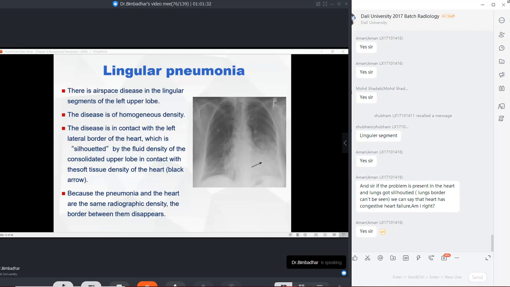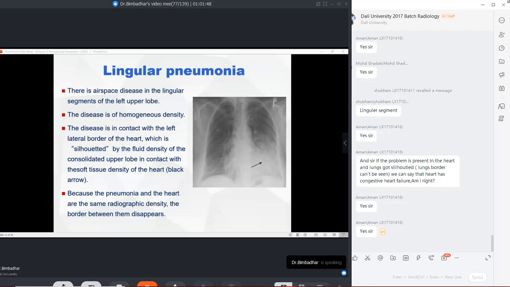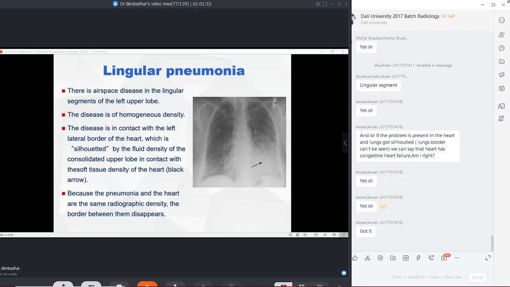Yes, logically you are correct. But still, since lungs do not have any kind of density on an X-ray, we need not really worry about this kind of simple thing. Get it? Aman, get it? Right. Okay, let's continue.